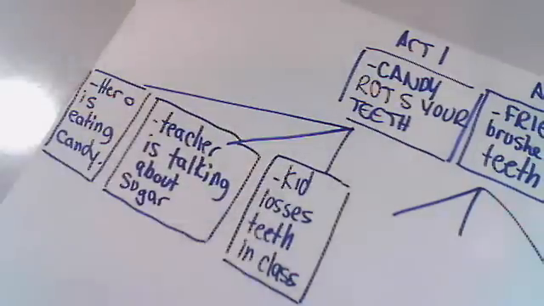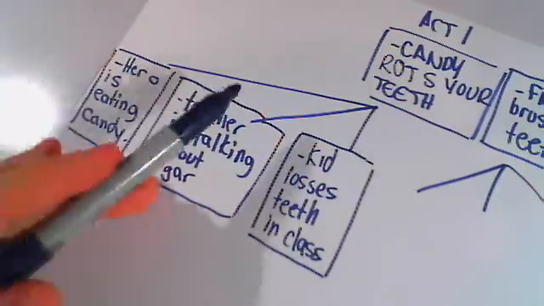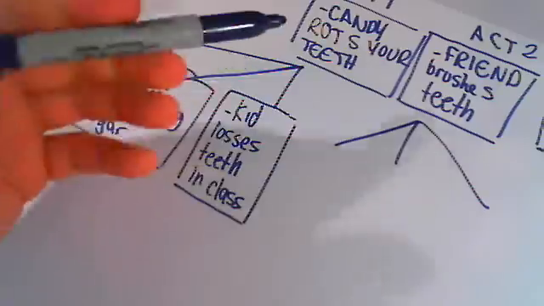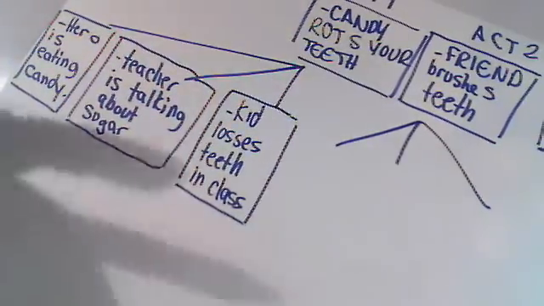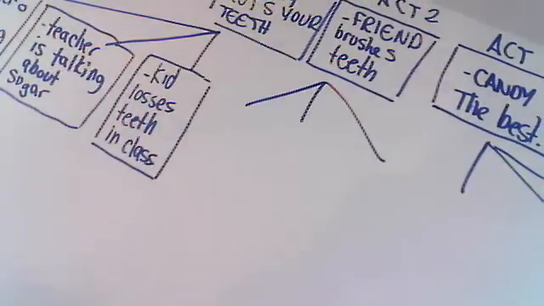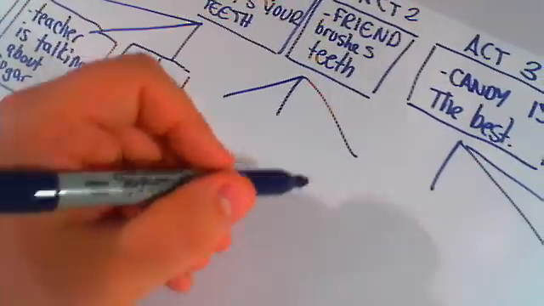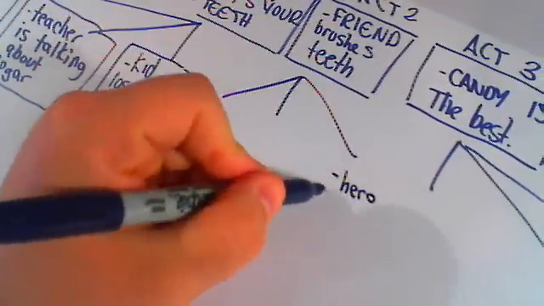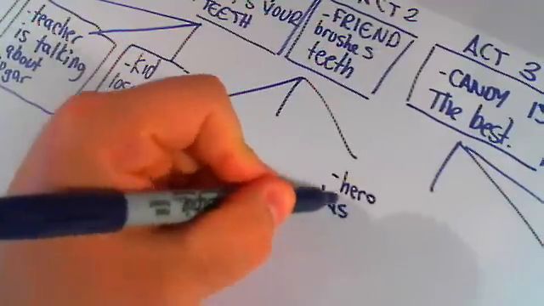So Act 1, this is so far what I have. Hero is eating candy. Then the teacher's talking about sugar. Then kid loses teeth in class. Okay, and it could even be as drastic as literally they fall out at that moment, or somebody comes in from an appointment. Now Act 2, the exact same thing. So friend brushes teeth. Okay, so how's that going to end? Maybe hero has friend sleepover.